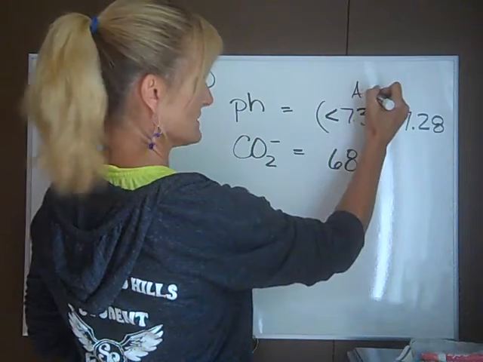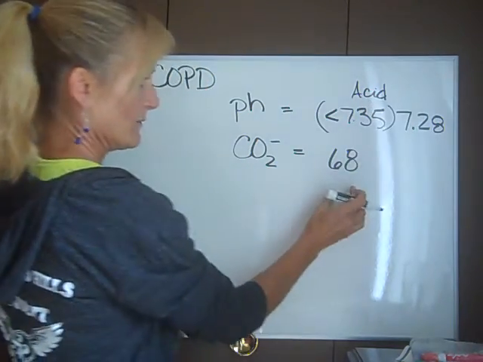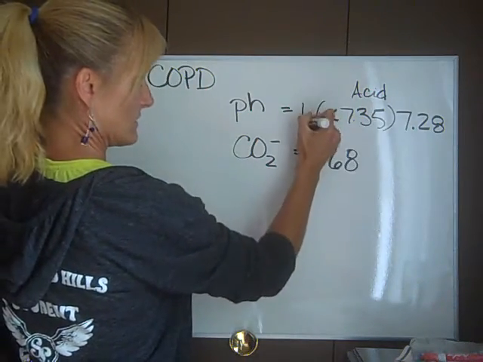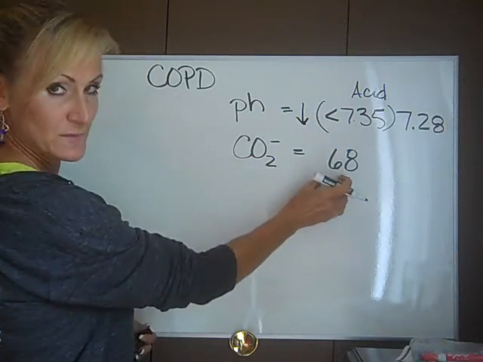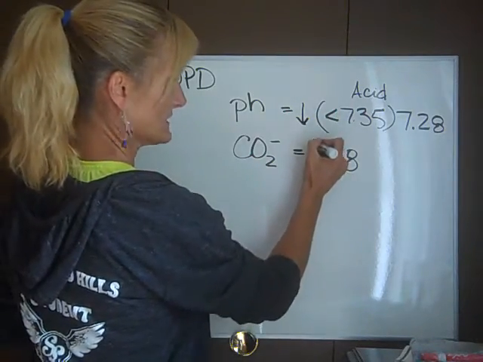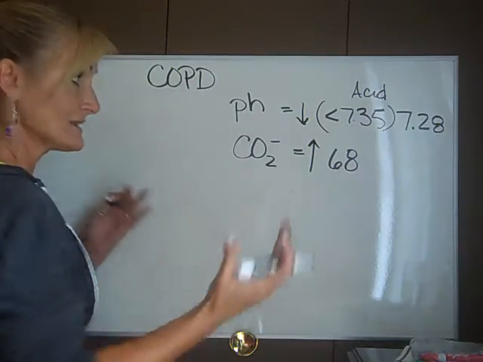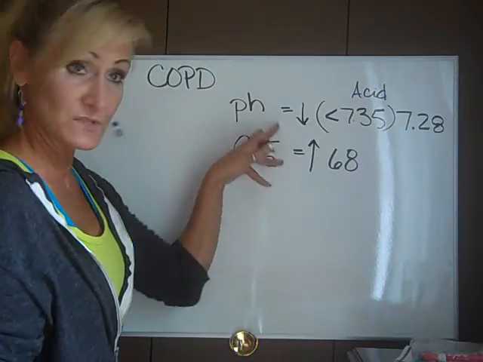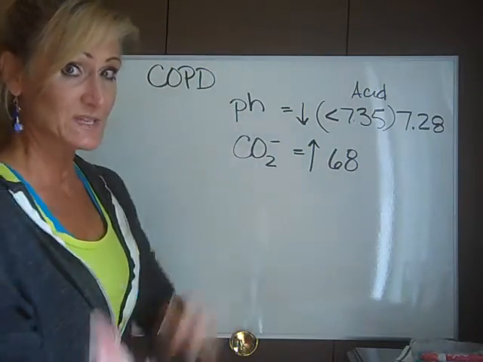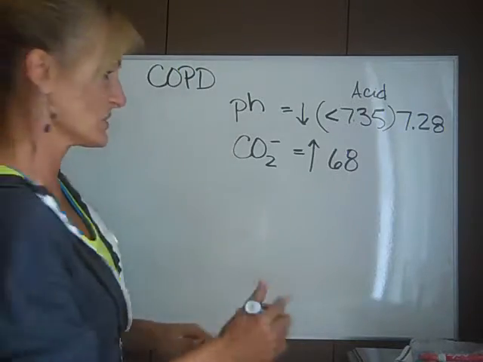So I know my patient is acidic. This is low. My carbon dioxide comes back at 68. That's high, very high. I can stop right there. See how my arrows are opposite? Respiratory opposite. So you can call this respiratory acidosis.